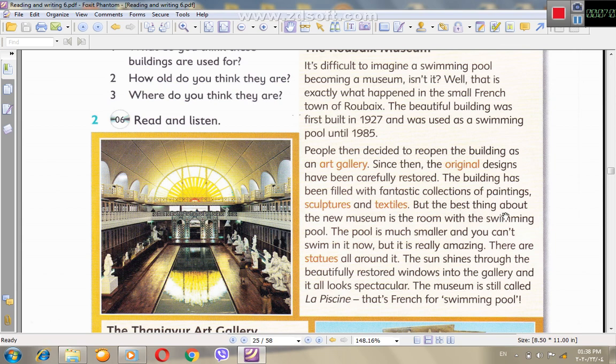But the best thing about the new museum is the room with the swimming pool. The pool is much smaller, and you can't swim in it now. But it is really amazing. There are statues all around it. The sun shines through the beautifully restored windows into the gallery, and it all looks spectacular. The museum is still called La Piscine. That's French for swimming pool.